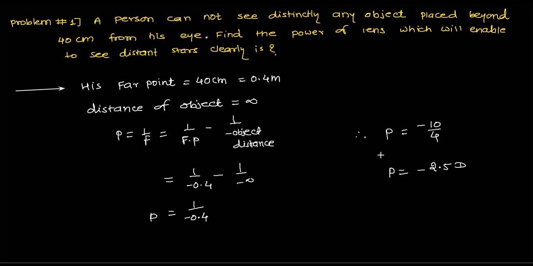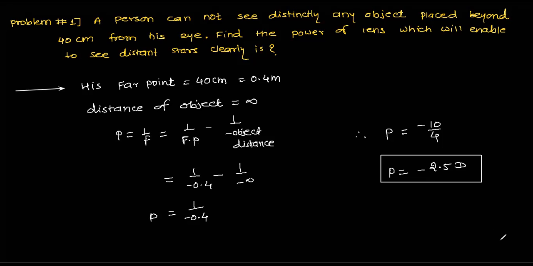Is that clear? So which lens should you use? Which type of lens is this, concave or convex? Concave. Why? Because you are getting minus. So here you should use the lens of minus 2.5 diopter, then only you will be able to see the stars. Minus for concave lens, plus for convex lens. You know this. Let's solve one more problem on this.